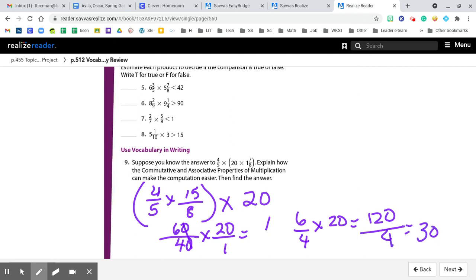So you can move things around in multiplication and addition, and you will not change the value. So that's our vocabulary review.